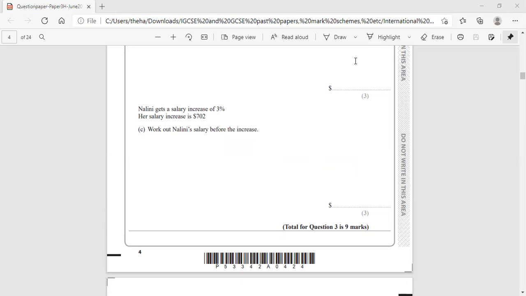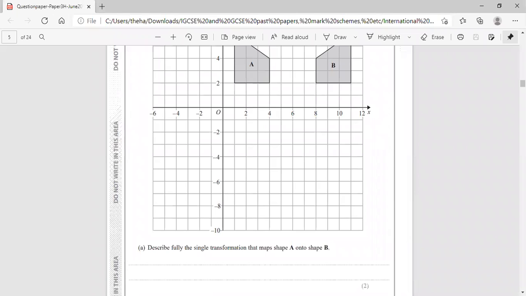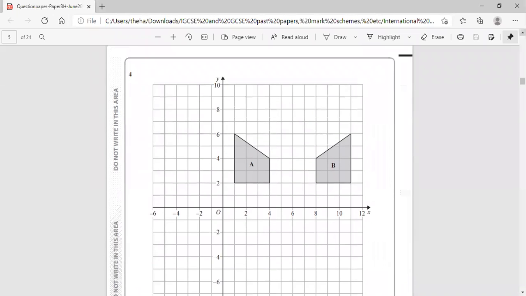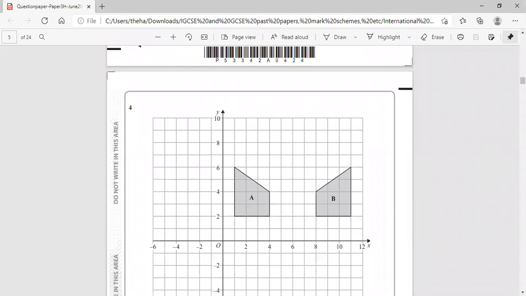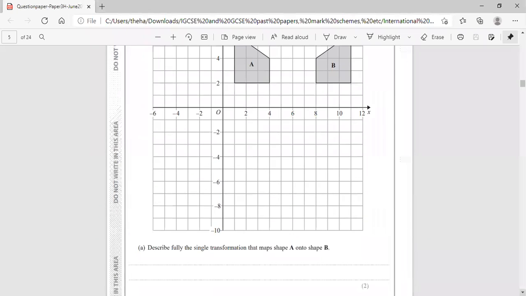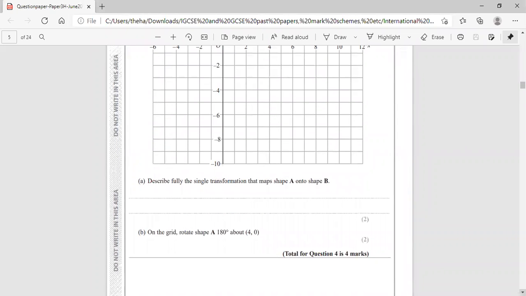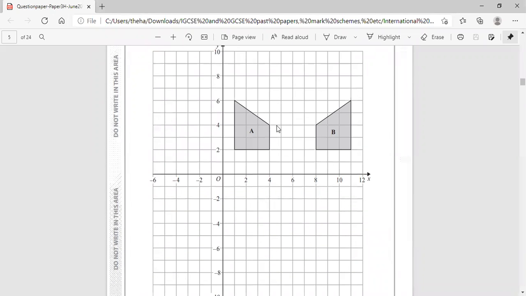So we've done the first 3 questions. We can go on to the next one now. Oh, we've got a graphs question next. So question 4, we've got some shapes on a graph. So part A, describe fully the single transformation that maps shape A onto shape B. So if we take a look, how do we get shape A to shape B? What we do is we're going to have a reflection, and it looks like from here we're going to have a reflection on the line here. So I'll make a line here.